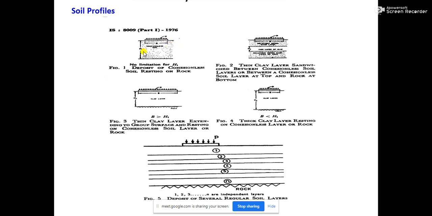The thickness of the layer is HT in this case, and this HT can extend up to the rocky layer. So resting on rock, as it is granular, cohesionless soil, you may only expect immediate settlement in such a case.